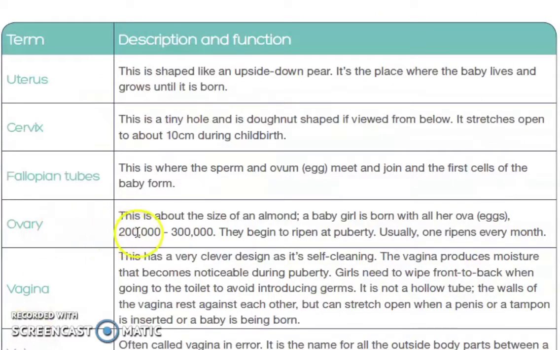Fourth one is the ovary. This is about the size of an almond. A baby girl is born with all her ova, or eggs, 200,000 to 300,000. They begin to ripen at puberty. Usually one ripens every month. So, almond is silent L. In a lifetime, a woman can have 200 to 300,000 egg cells.